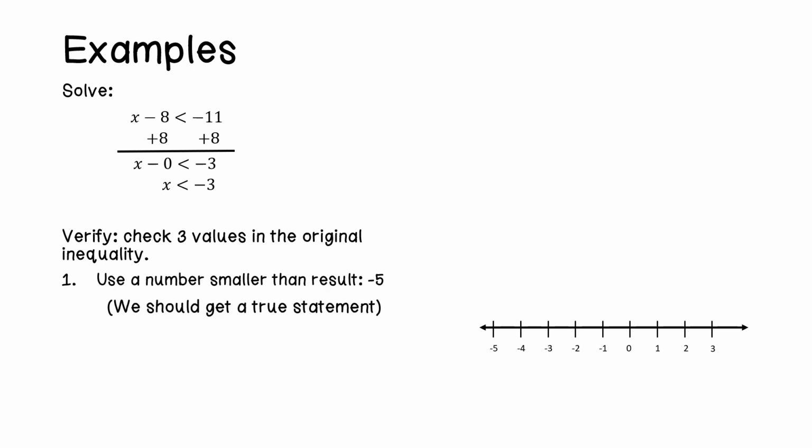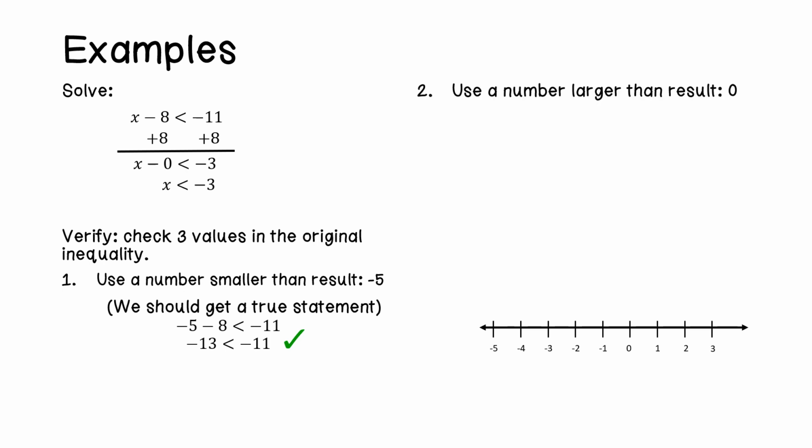So let's start with a number smaller than negative 3. So let's use negative 5. We should get a true statement, right? Because negative 5 is less than negative 3. So when we put that into our equation, we get negative 13 is less than negative 11, which is true. So that's good stuff.